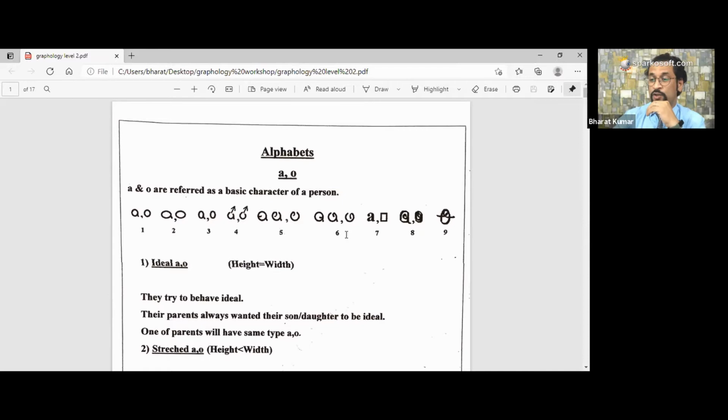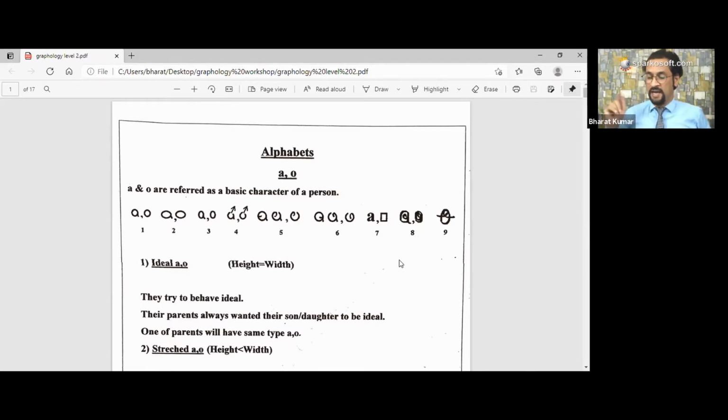Check the sixth one. The sixth one is also having a hook. In the case of the fifth one, the hook was from the left side, and in the case of the sixth one, the hook is on the right-hand side. Now, the seventh A is a kind of perfect A. Actually, this is a bookish A, like a printed A. It is a printed A. The eighth one is a kind of at-the-rate symbol.